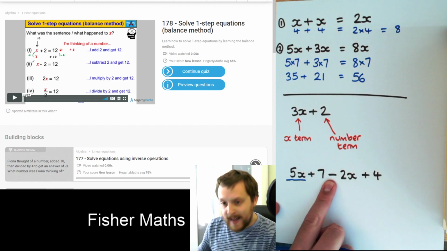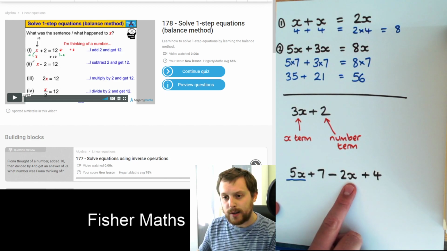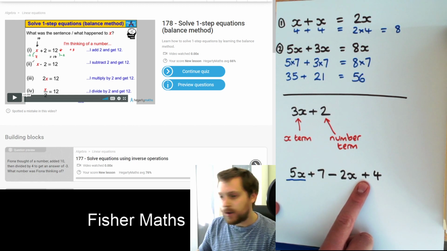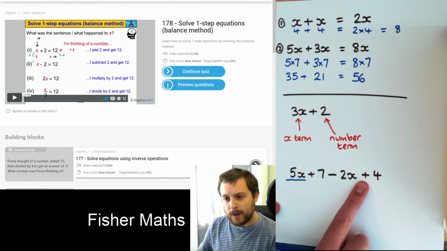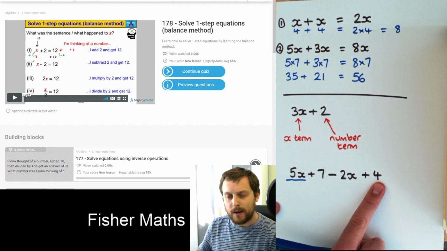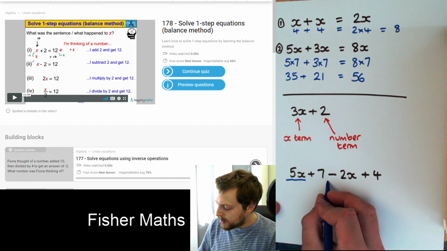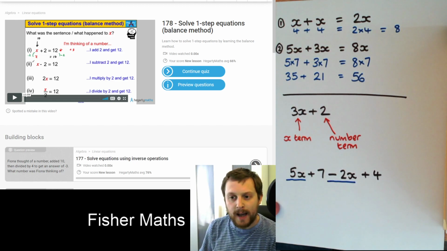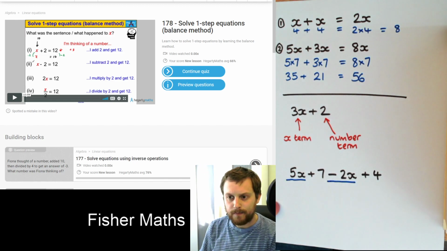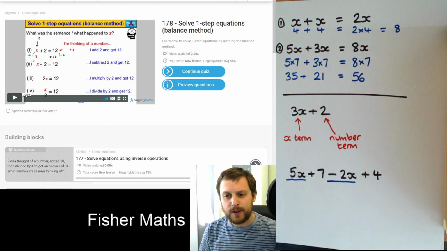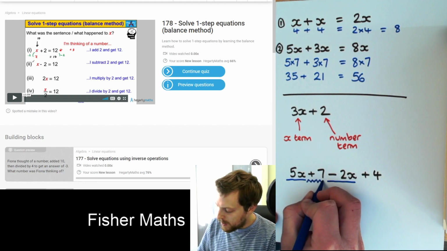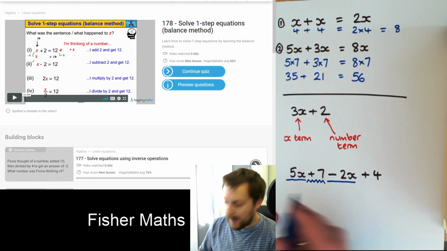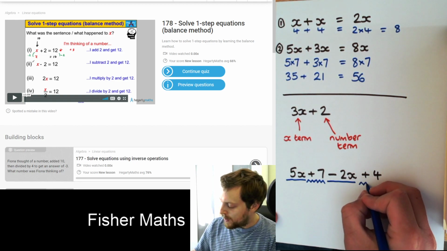So I'm taking away 2x. This plus sign here doesn't belong to the 2x. It's nothing to do with it. That plus belongs to the 4. So you underline including the sign, and the sign is on the left. So those are my x terms underlined. I also need to underline my number terms. And I'm going to go with a zigzag underline. You can obviously pick whatever you want.